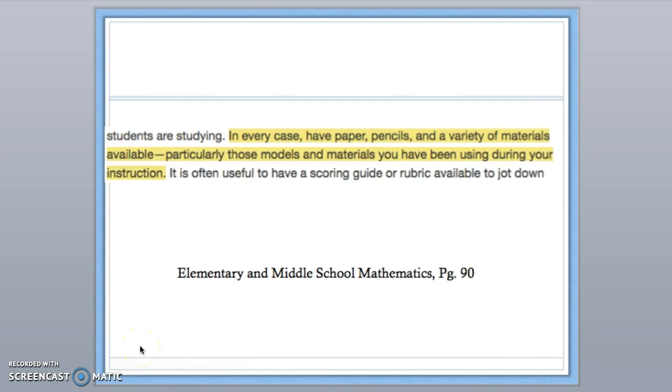In our textbook, Elementary and Middle School Mathematics, on page 90, Van de Walle states that we should have a variety of materials available for the student, so I made sure she had paper and pencil, whiteboard and markers, and then the base 10 blocks and a place value chart.